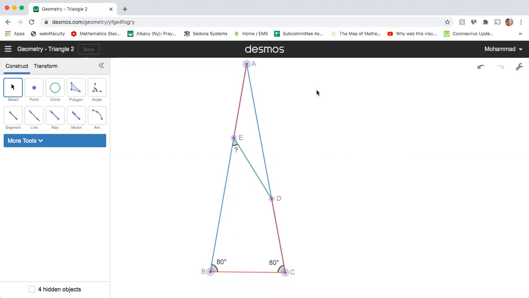Hello. In this problem, we have a triangle ABC. The side length BC is congruent to DC, congruent to AE. So points E and D are selected in a way that we have these congruences. The angles at B and C are both 80 degrees. And the question is, what is the angle BED? So find the degree measure of BED.